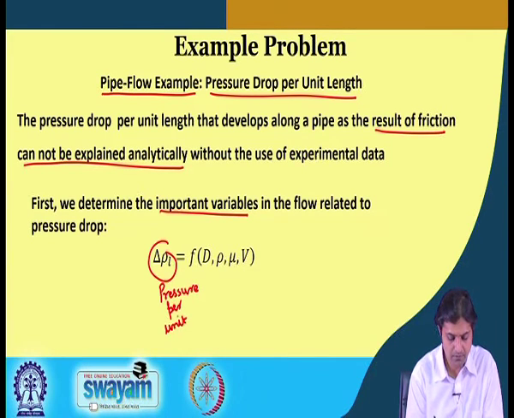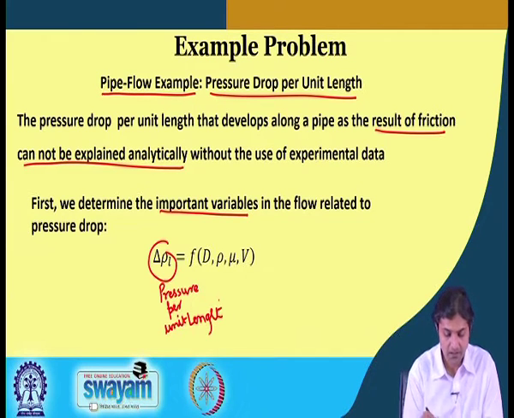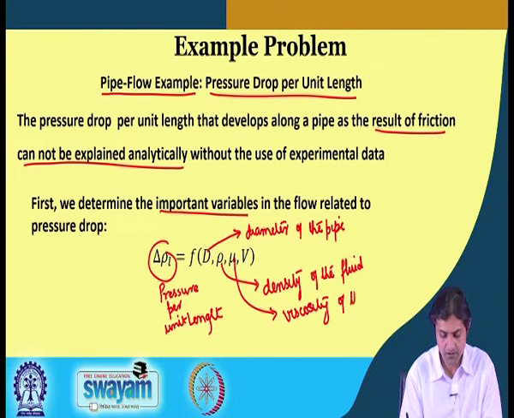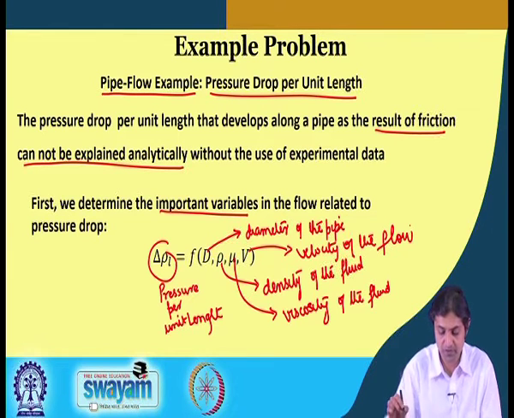can be a function of d, that is, it is a function of the diameter of the pipe, rho is the density of the fluid, mu is the viscosity of the fluid, and of course, it should also depend upon the velocity of the flow. This is the most simplified assumption.